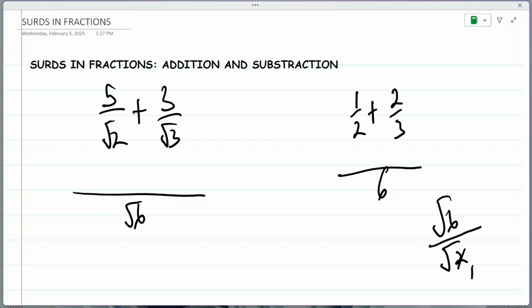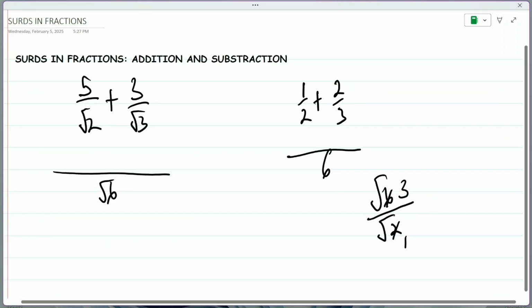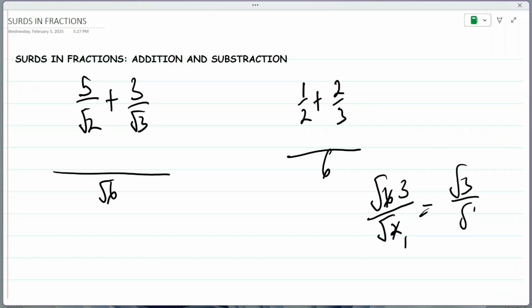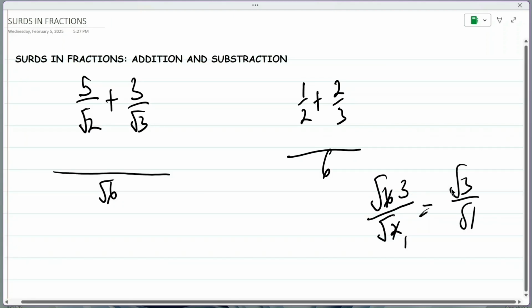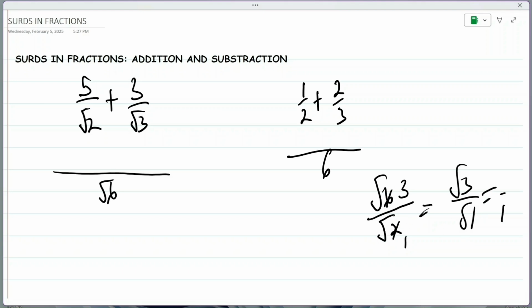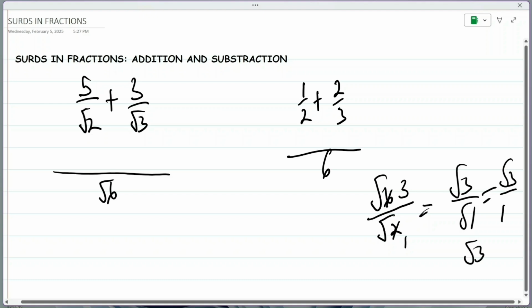2 into 2, 1; 2 in 6, that's 3. We now have it as root 3 over root 1. Note, the roots don't cancel. It's just the numbers inside that will cancel out. So you have it as root 1. Square root of 1 is 1, so you have 1 times root 3, which is also root 3.